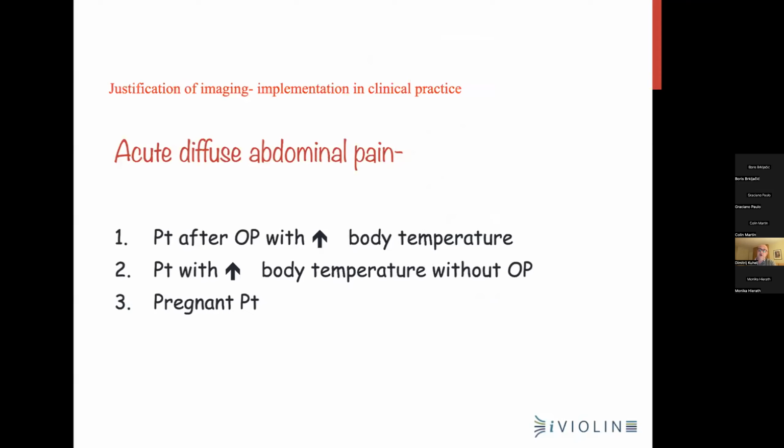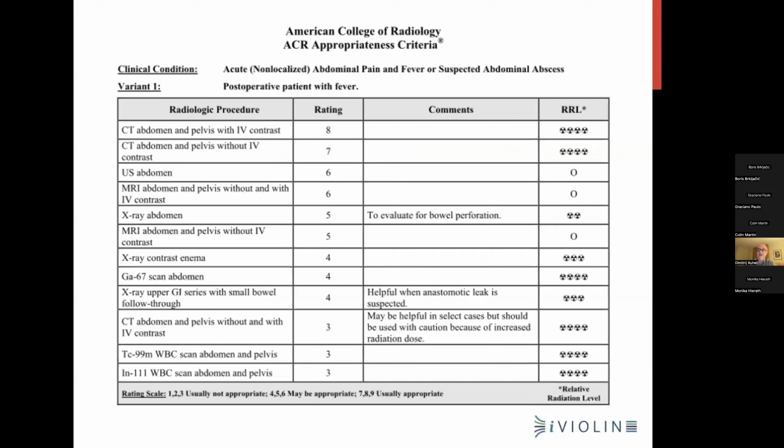In acute diffuse abdominal pain, Americans have three groups of patients. One is a patient after operation with raised body temperature. Another is with raised body temperature, but without operation. And the third case is a pregnant patient. In a patient after operation and high fever, they would start with CT, with or without contrast media, and ultrasound is only at the third course. And by American suggestions, it only may be appropriate.